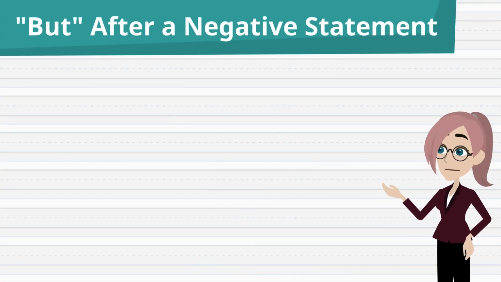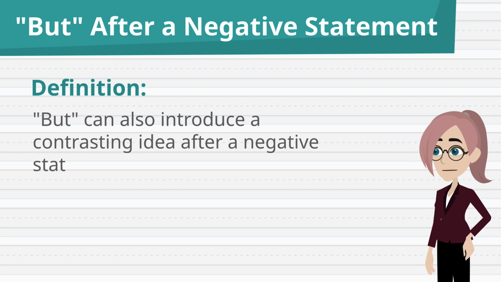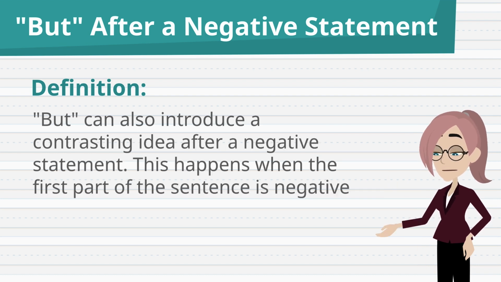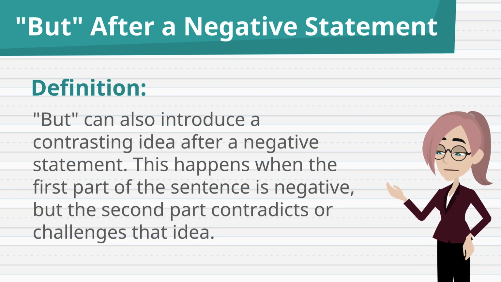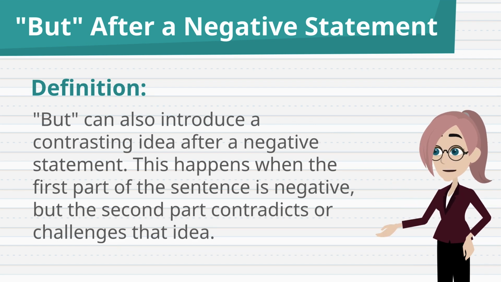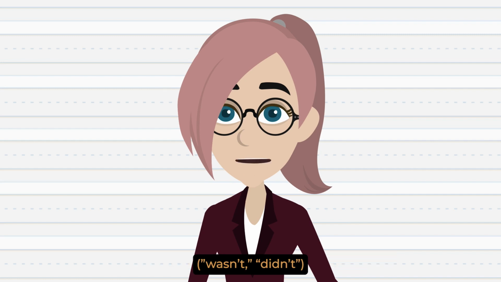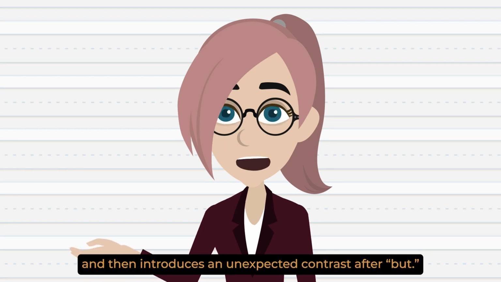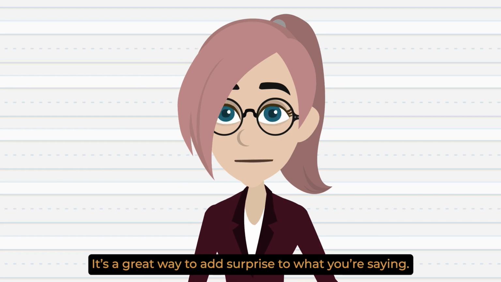But after a negative statement. Definition: but can also introduce a contrasting idea after a negative statement. This happens when the first part of the sentence is negative, but the second part contradicts or challenges that idea. Each of these sentences starts with a negative, wasn't, didn't, and then introduces an unexpected contrast after but. It's a great way to add surprise to what you're saying.